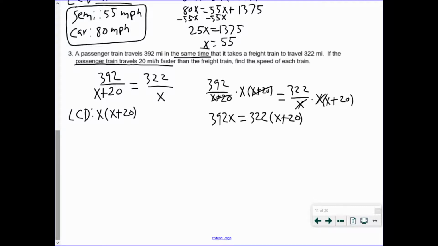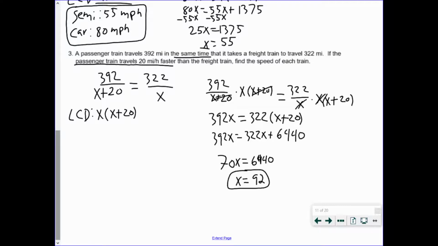We're going to distribute out that 322. So we get 392x equals 322x, and 322 times 20 gives us 6440. All right. So we're going to minus the 322x over, and when you do, you get a 70x. That equals 6440. And from there, if we divide by 70 on both sides, we get that x equals 92.